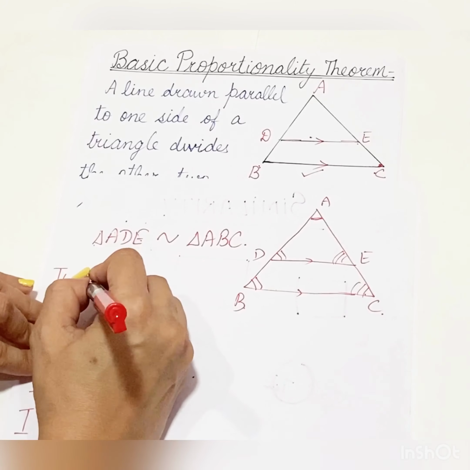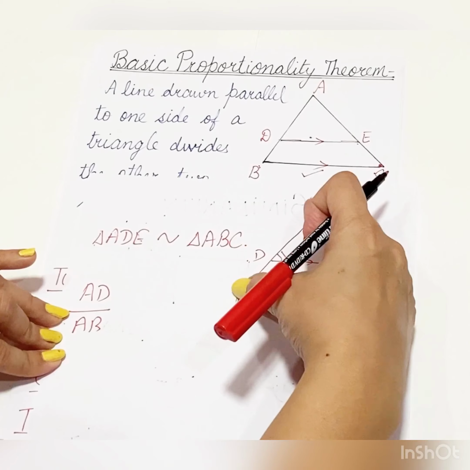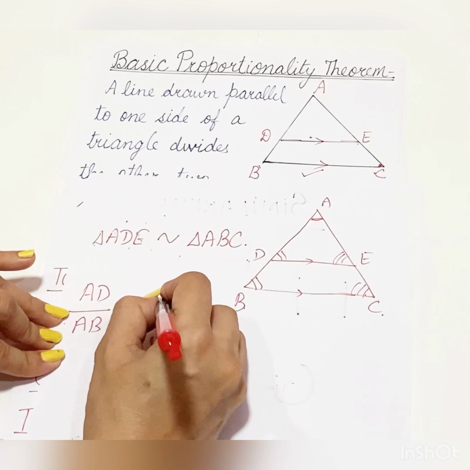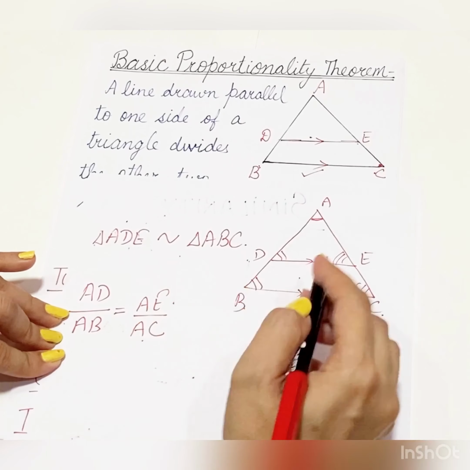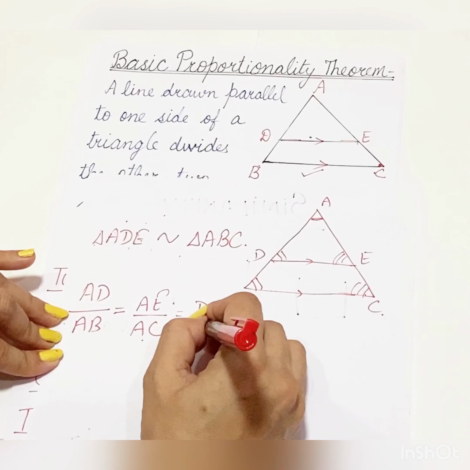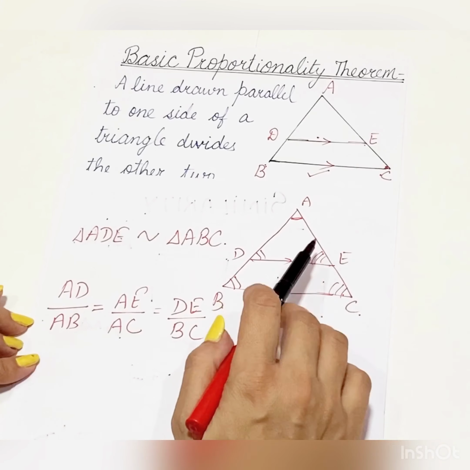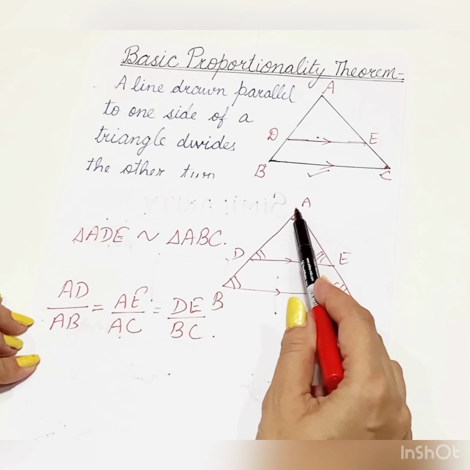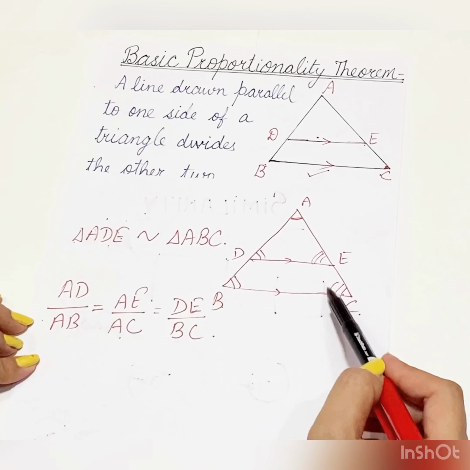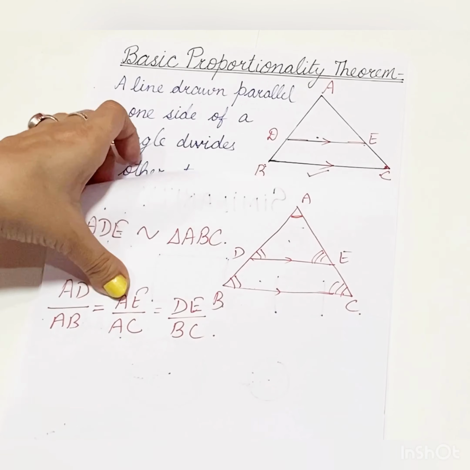And then you will have AD upon AB. AD side is in proportion to AB. Similarly, AE upon AC. And the third side is DE upon BC. Clear? Third side is DE upon BC. So in many questions you will have this type of figure. There you can write AD upon AB is equal to AE upon AC equal to DE upon BC. How are we getting this result? Because these two triangles are similar to each other.